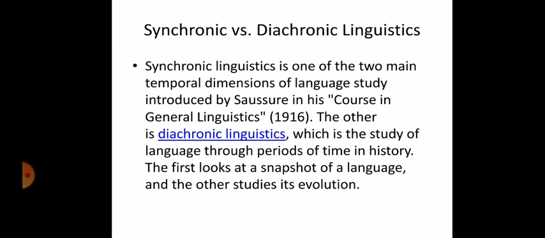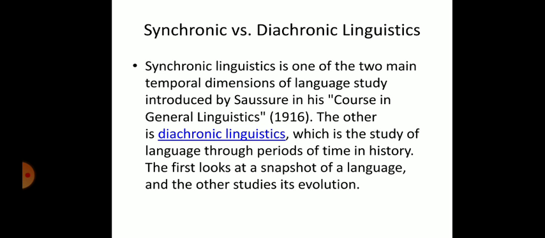Let's have a look at the formal definition. Synchronic linguistics is one of the two main temporal, meaning here time related, dimensions of language study introduced by Saussure. Yes, who is Saussure? He is Ferdinand Saussure, a French linguist, and he gave the categories of synchronic and diachronic linguistics in his Course in General Linguistics in 1916. The other is diachronic linguistics, which is the study of language through periods of time in history.